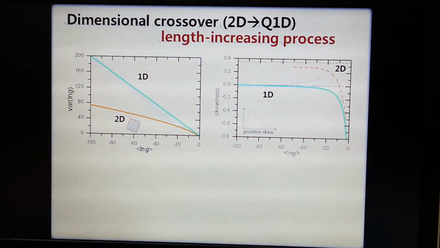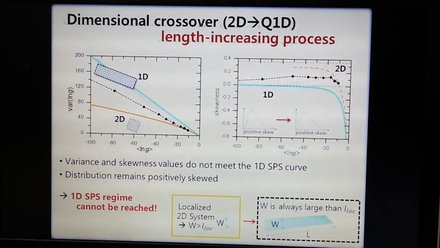On the other hand, such a transition is not found in the length increasing process. Again, we start from a certain point on the 2D SPS curve, and in this case, we gradually increase the length of the sample. In contrast to the first strategy, the black transition curve does not reach the 1D curve. And in fact, it diverges from both the 1D and 2D curves. And moreover, the skewness value does not rapidly converge to 0, although the sample length is very large. This means that the distribution function maintains the skewed shape. Therefore, in this case, the 1D SPS regime is not obtained.